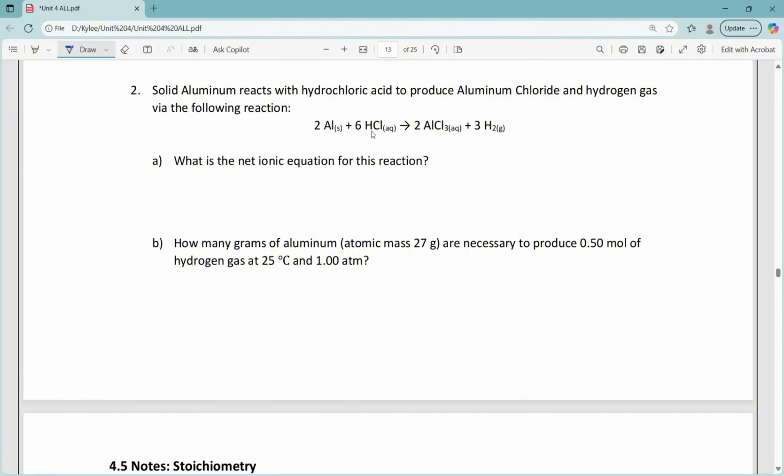So I can break apart hydrochloric acid to make 6 hydrogens and 6 chlorines. And then I can break apart my aluminum chloride to aluminum ions, and so I'm breaking apart this guy. 2 times 3 would be 6 chlorine. And so remember, we want to cancel what appears on both sides. So in this single replacement reaction, the only thing that would cancel would be the chlorine ion.